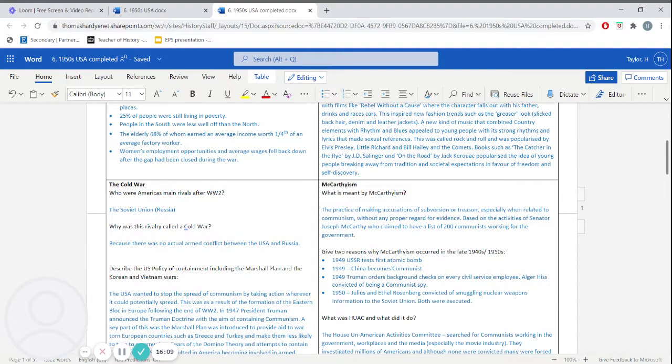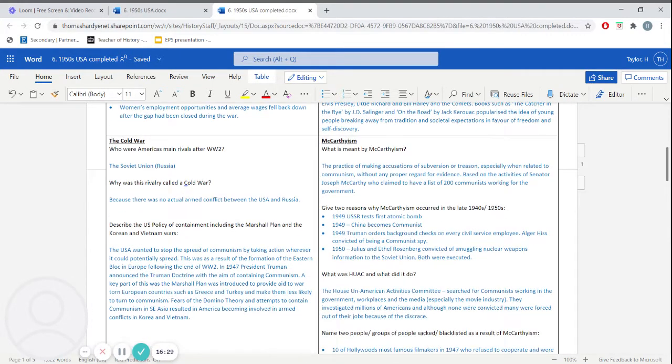This is based on the activities of Senator Joseph McCarthy, who claimed to have a list of 200 communists working for the government. He was never able to properly substantiate, as I was talking about earlier about what substantiation meant, he was never able to substantiate that list.